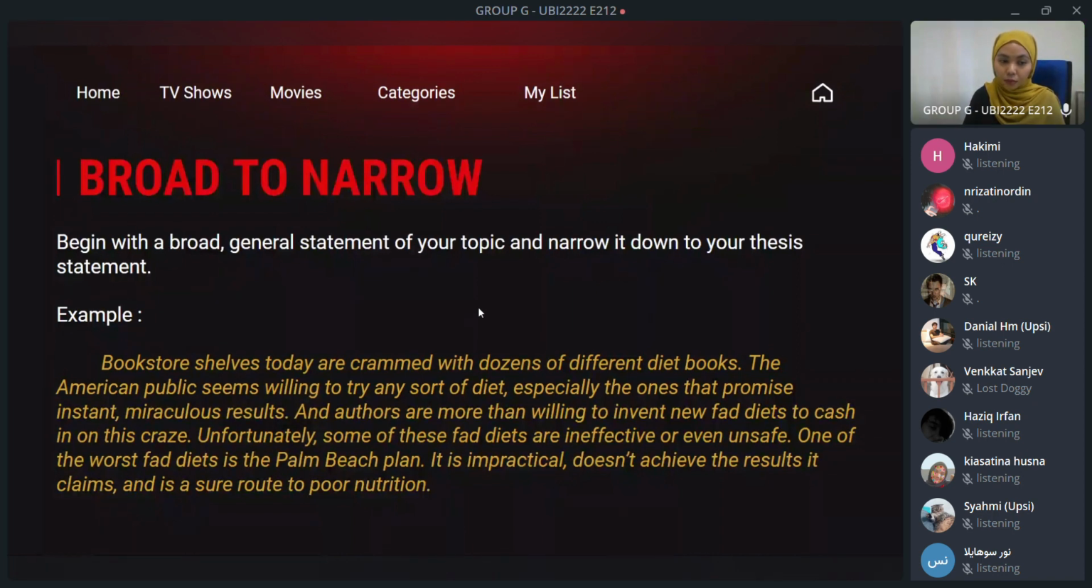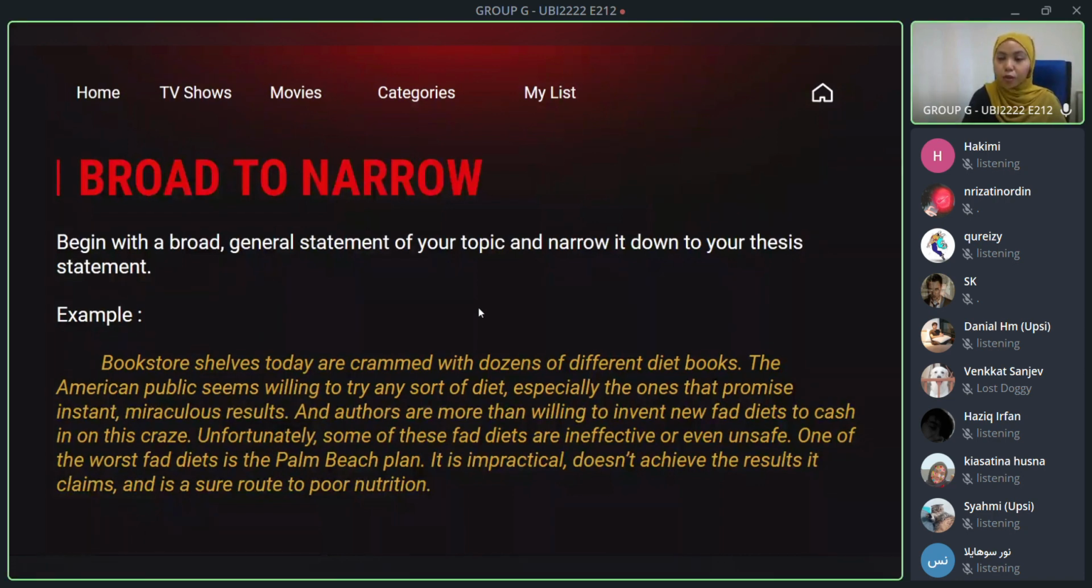Example, bookstore shelves today are crammed with dozens of different diet books. The American public seems willing to try any sort of diet, especially the ones that promise instant miraculous results. And authors are more than willing to invent new fad diets to cash in on this craze. Unfortunately, some of these fad diets are ineffective or even unsafe. One of the worst fad diets is the Palm Beach plan. It is impractical, doesn't achieve the results it claims, and it is a sure route to poor nutrition.